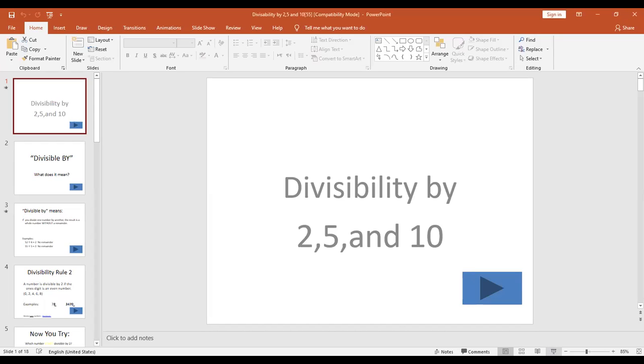Today we will start a new lesson. Our lesson is about divisibility by 2, 5, and 10. Okay, so lesson 4 in chapter 3, divisibility by 2, 5, and 10, page 62. Here in this lesson, we will study 3 rules. We will study the rule to know which numbers are divisible by 2, which numbers are divisible by 5, and which numbers are divisible by 10.